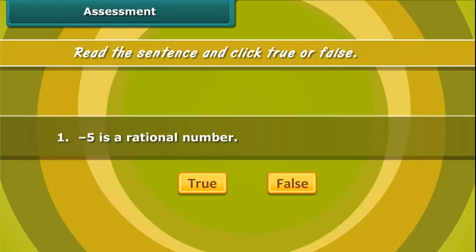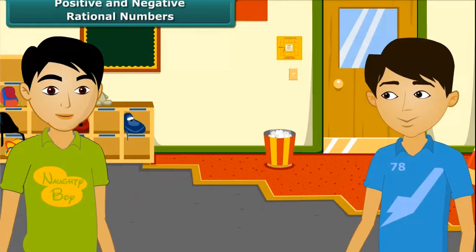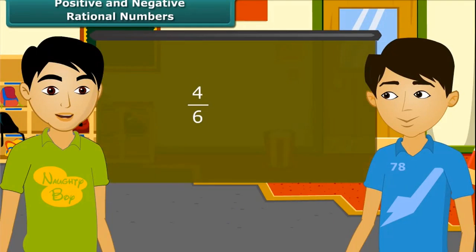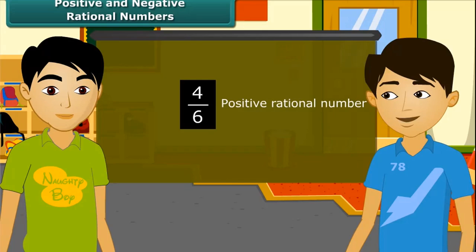Before proceeding further, let us know how much you have learned. Click True. Do you know what we call a rational number which has positive numerator and positive denominator? That rational number is called a positive rational number, I guess.